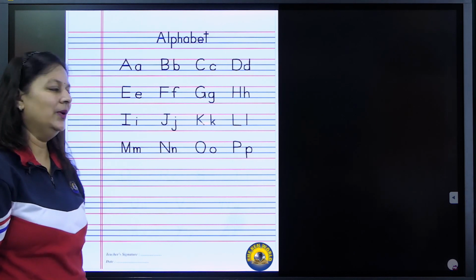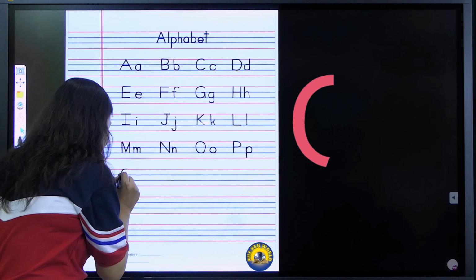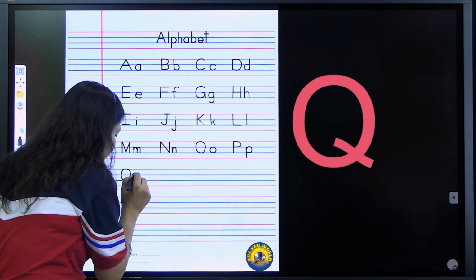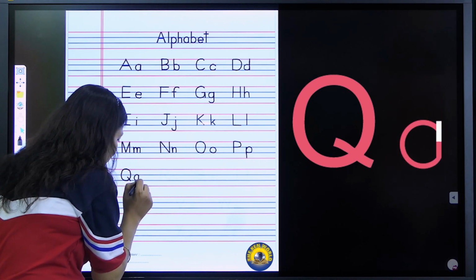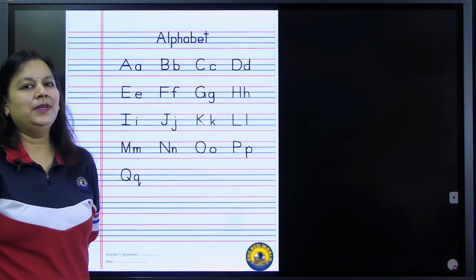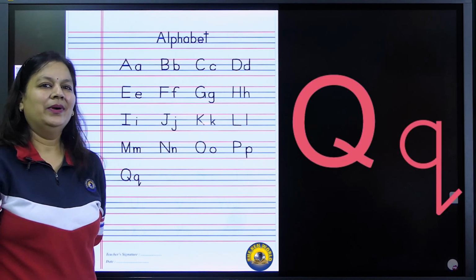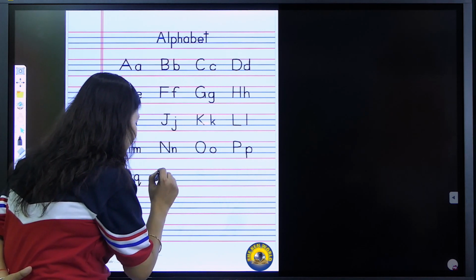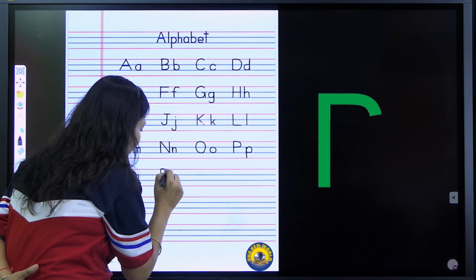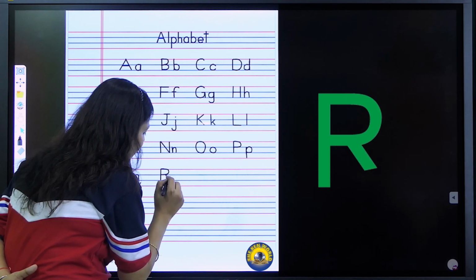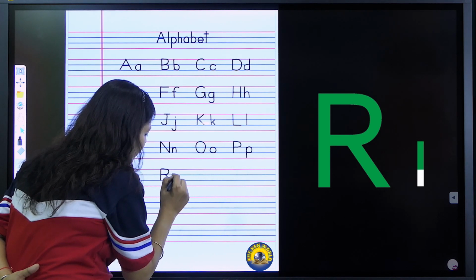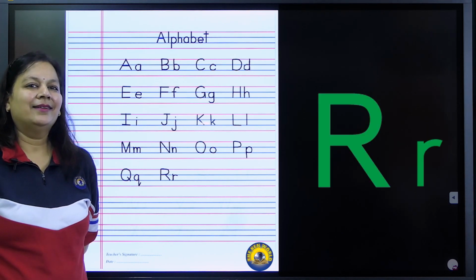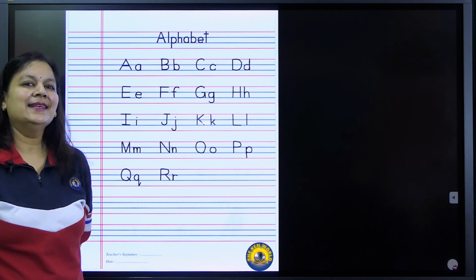The next letter is Q. Uppercase Q, lowercase Q. Speak loudly. Q, Q, Q. After Q, it's R. Uppercase R, lowercase R. Speak aloud. R, R, R. The next letter is S.